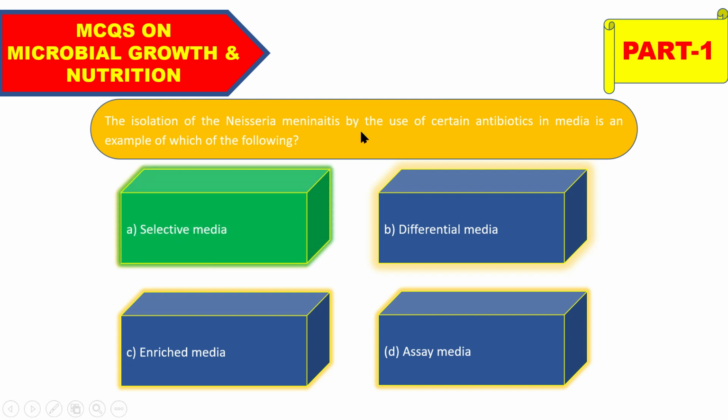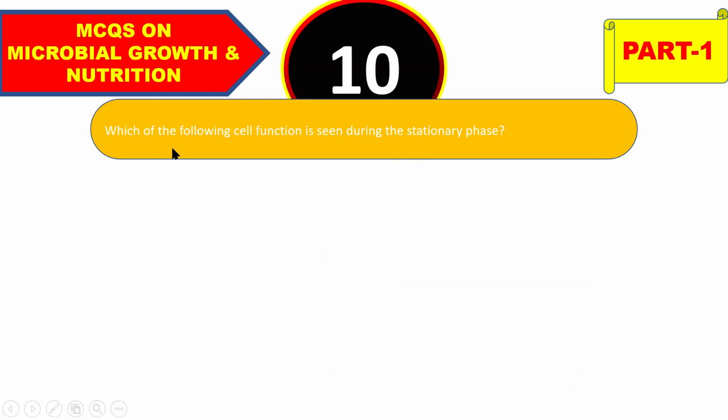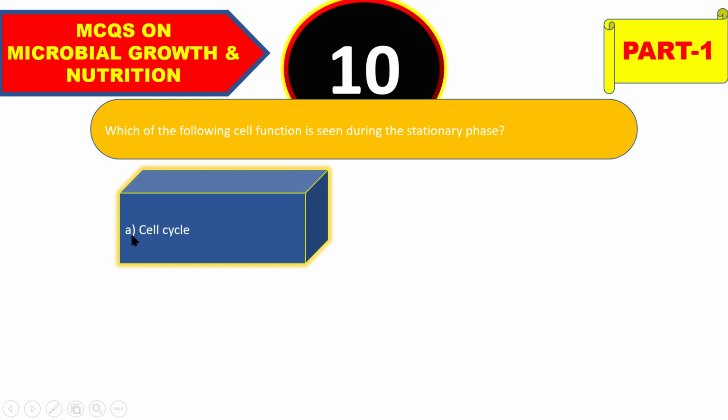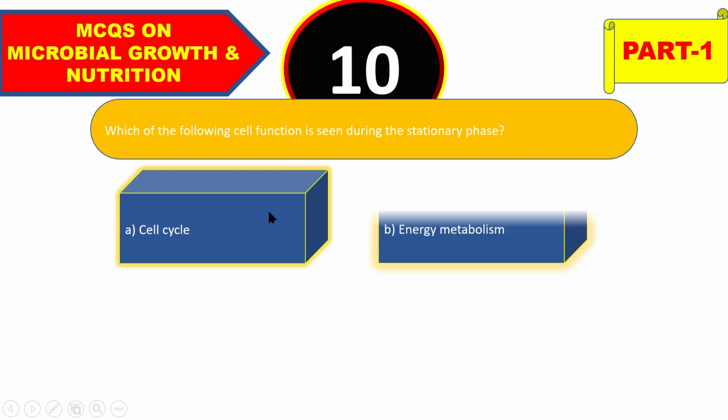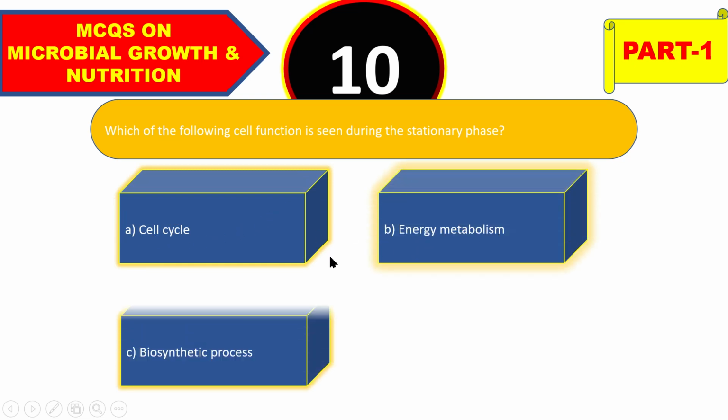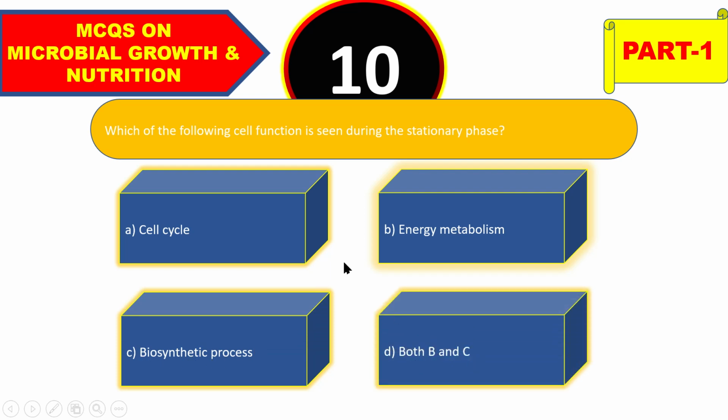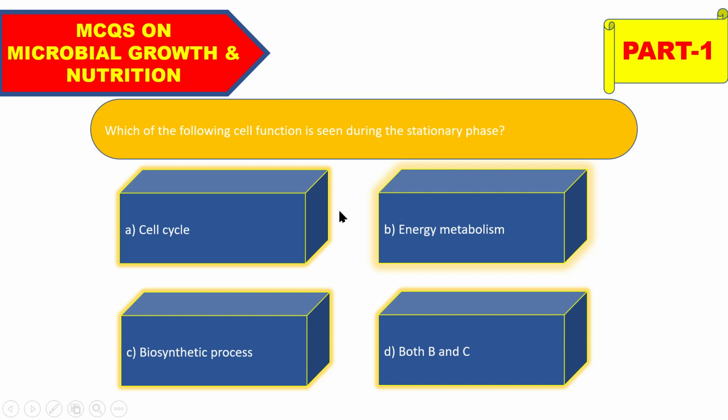selective media. Okay, so move on to the next, that is which of the following cell functions is seen during the stationary phase? First option A is cell cycle, option B energy metabolism, option C is biosynthetic process, option D both B and C. And the right answer about the cell function which is seen during the stationary phase is both B and C, that is energy metabolism and biosynthetic process.